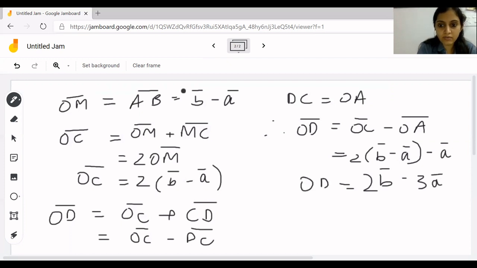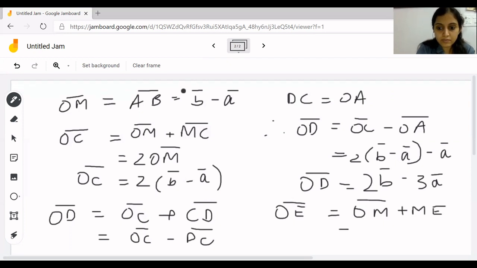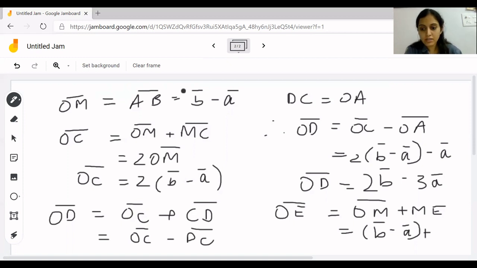Now what is left with us? We have OE bar to find out. So let's write out the formula for OE bar. By triangle law of vectors, OE bar will be equal to OM plus ME. Now OM we already found out, that is B bar minus A bar, plus ME can be written as minus EM.